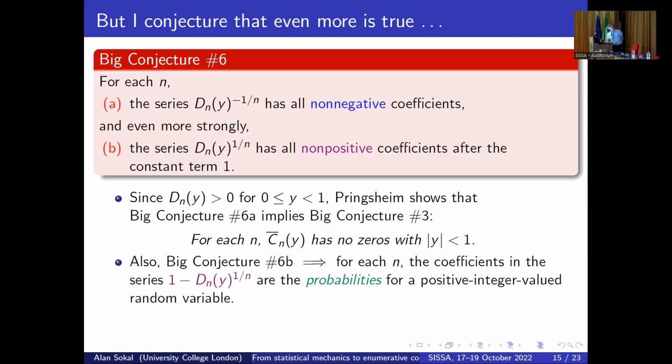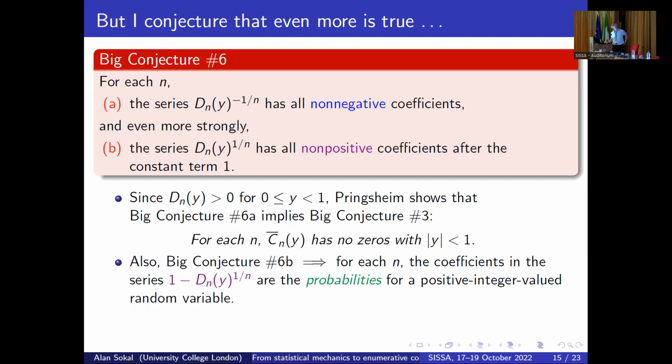And secondly, big conjecture 6b implies that for each n, those coefficients are the probabilities of a positive integer valued random variable. So the one you saw a few slides back was the random variable for n goes to infinity, but you can do this for any n. Do it for n equals 2. Well, it's easy to do the calculation for n equals 2. Do it for n equals 3. It takes a little more work. Even for n equals 3, with a little bit of work, I can prove that 1 minus d3 to the 1/3, those coefficients all do have the claimed sign. So I can prove big conjecture 6 for n equals 2 and n equals 3.